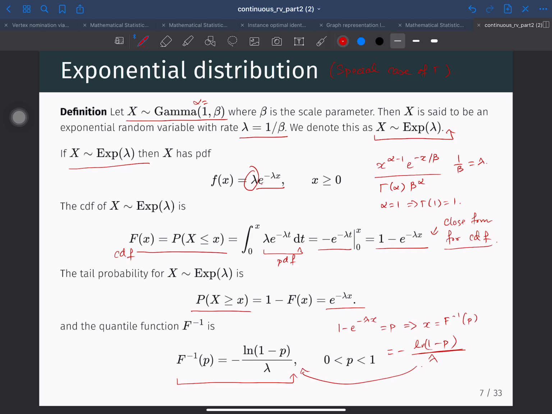So because of the simple form of the CDF, we have a closed form expression for the quantile function of an exponential random variable. And in particular, we can easily see that the median is equal to 1 over lambda times minus ln 1/2 for the median of the exponential random variable.